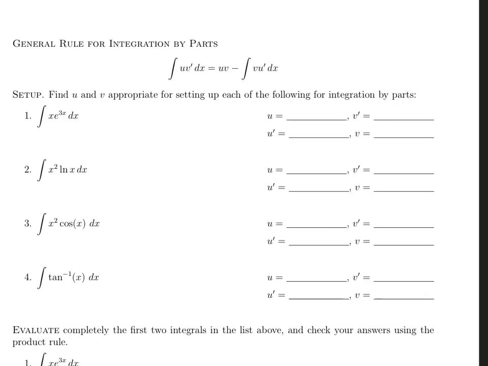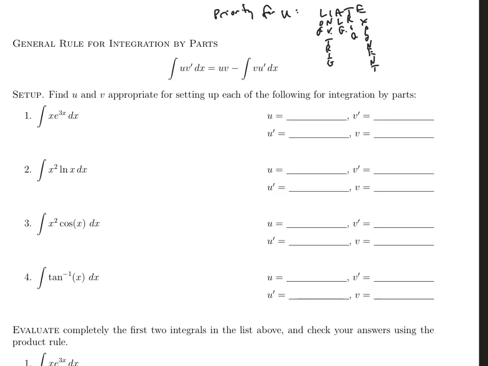In order to decide which part of a product should be u and which should be v prime, we use a heuristic, sort of just a rule of thumb, that has the acronym LIATE, and this is our priority list for what should be u in integration by parts. The L stands for log functions, the I stands for inverse trig, the A stands for algebraic, T stands for trig, and E stands for exponential.